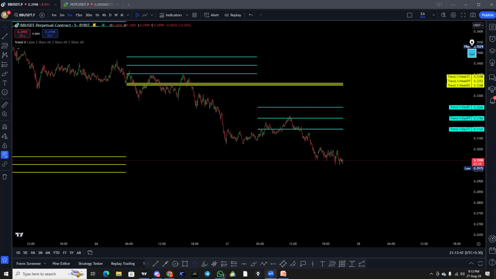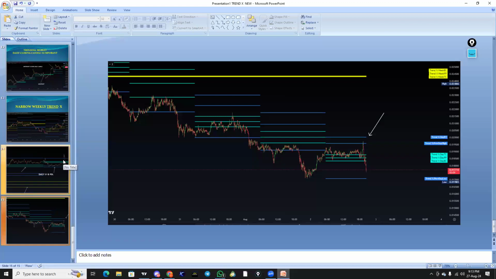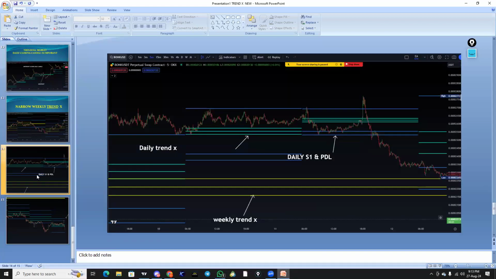Okay. So now I'll just go back to this again. I'll tell you, we have only two areas to look for long positions for intraday traders. When candles are above weekly, then we are looking for long positions. We have two areas to look for longs. First is daily trend X. Second is a previous day low and S1.